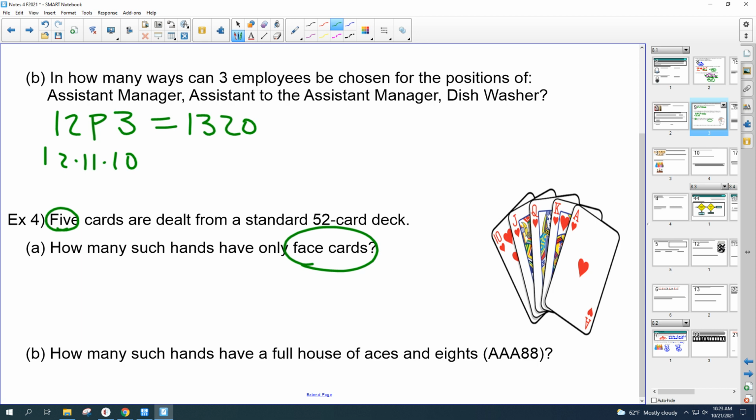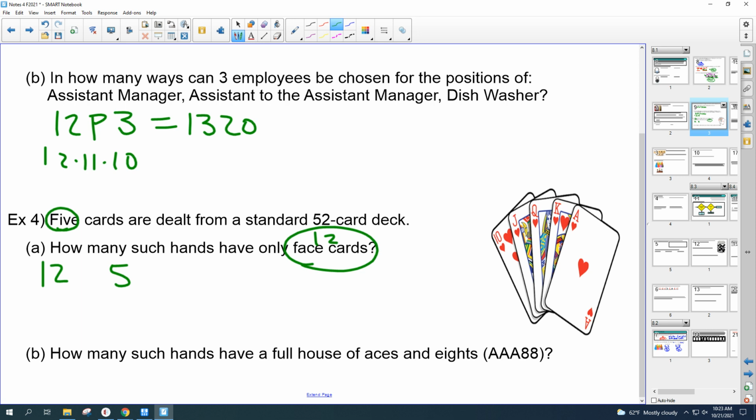I know how many face cards there are. King, queen, and jack of the 4 suits. This is going to be 12. So the 52 is just kind of there to throw you off for this problem. It's going to be a group out of a group. 5 out of the 12 face cards.